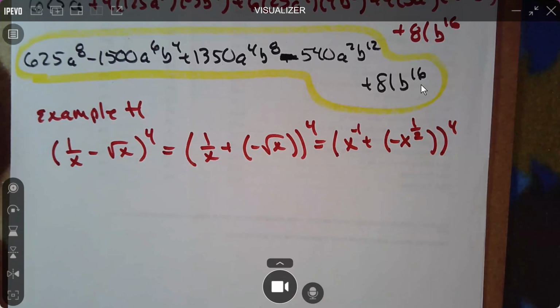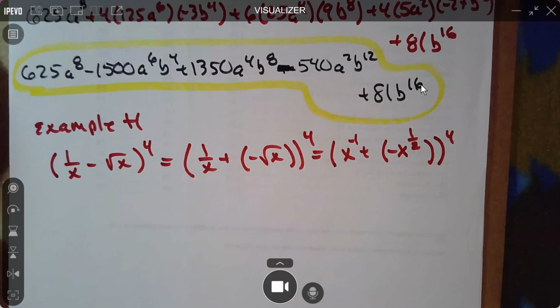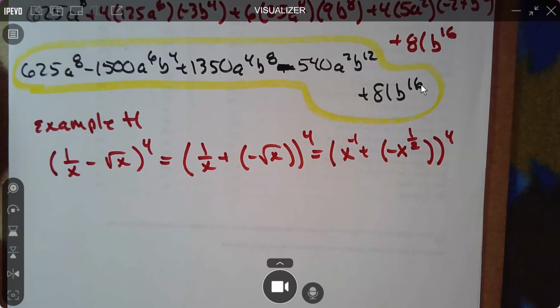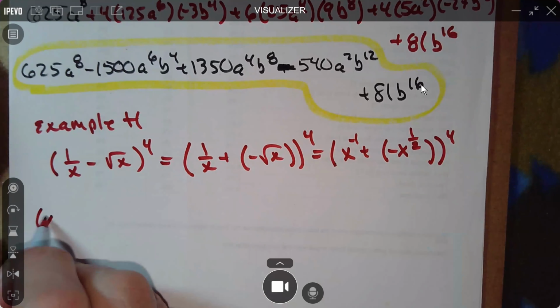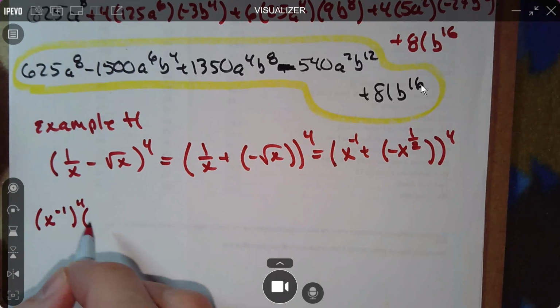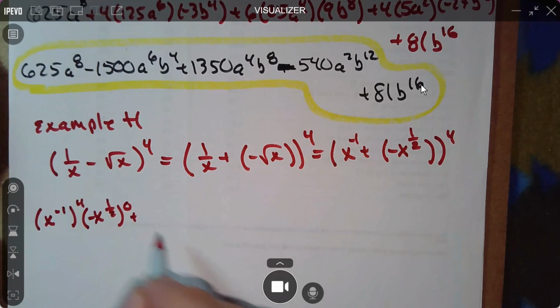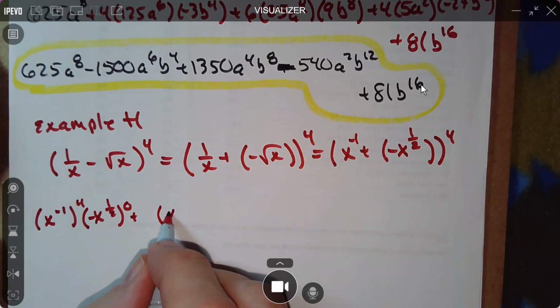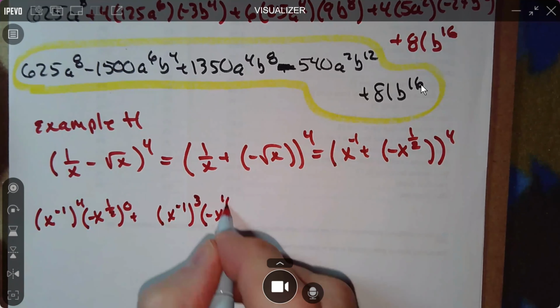So that's going to make it a little bit more challenging to deal with because you've got these different powers of x's and we're going to have to eventually combine them. We're going to use the fourth row of Pascal's triangle. So keep that in mind, keep that handy. Let's start out with writing all these terms. It's going to be x to the negative first power raised to the fourth. And then, I think this might be the last time I write this. Negative x to the 1/2 to the 0 power. And then x to the negative first power cubed, negative x to the 1/2 to the first power.